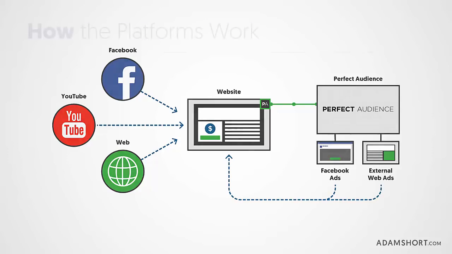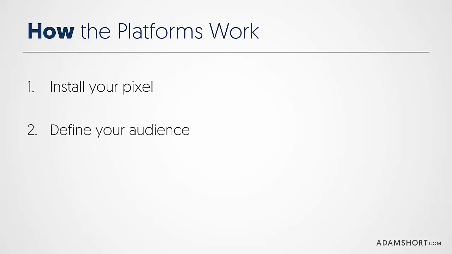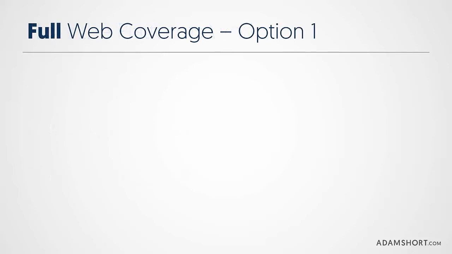So just to be clear again regarding how these platforms work, when you open up an account at Facebook or the Google Display Network or with just Perfect Audience, you would install your pixel. You would then define your audience, meaning you have to tell these networks who to display your ad to. And then finally, you would load and run your ad. That's really it. So we're really going to drill into these three things and I'll show you how to do them in this video.